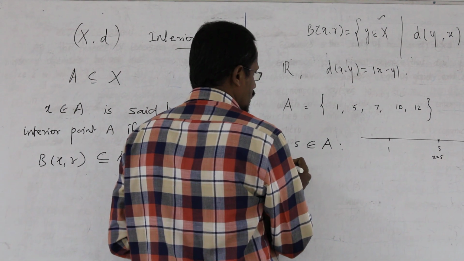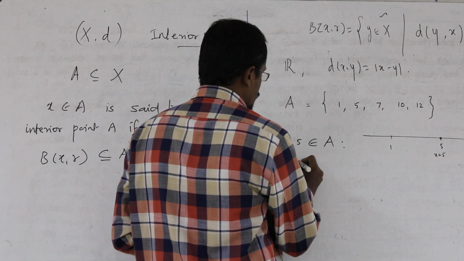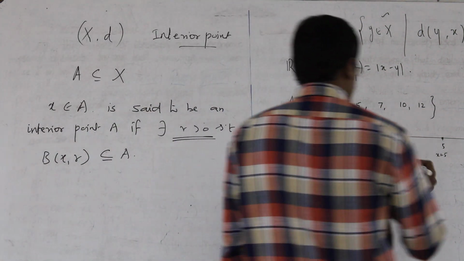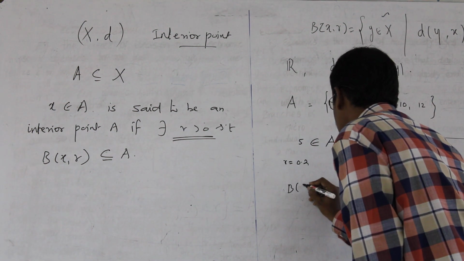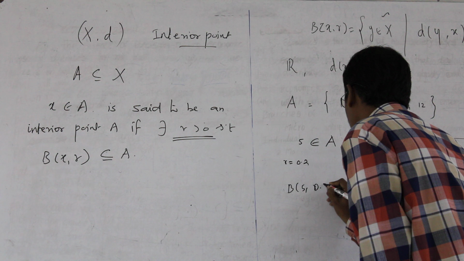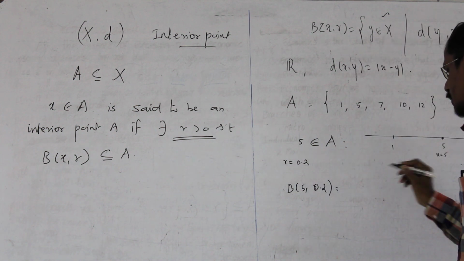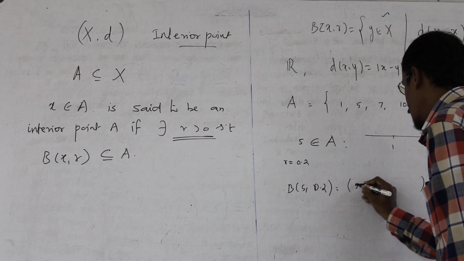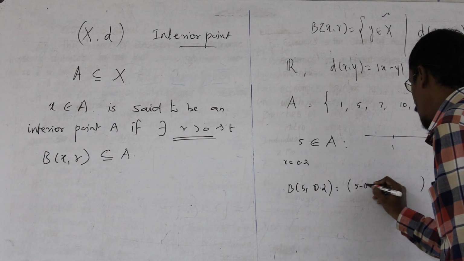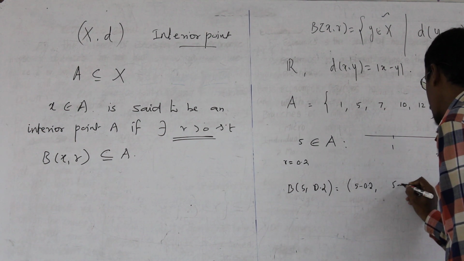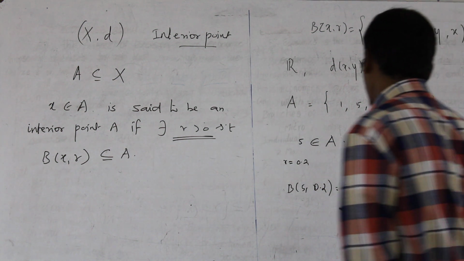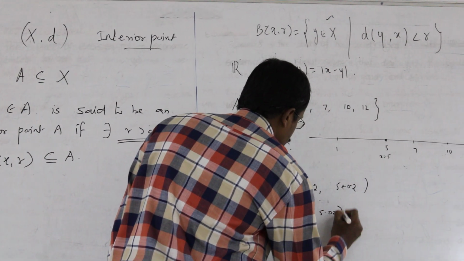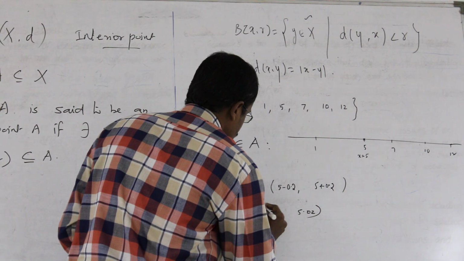For example, take a positive number r equal to 0.2. What is this set? The ball with center 5, radius 0.2. In the last video, we proved that it is actually an open ball, the interval x minus r to x plus r, that is, 4.8 to 5.2, an open interval.